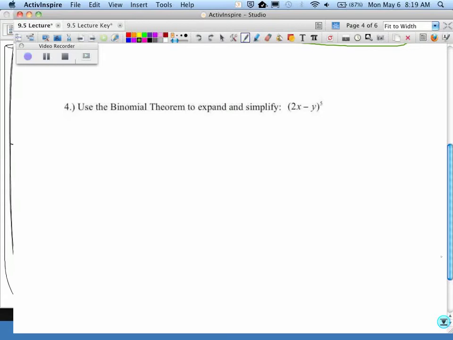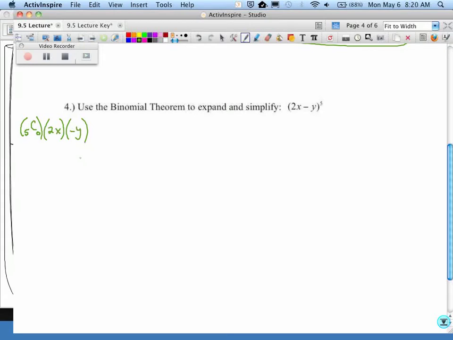So we're going to start out with a 5C0. Then you go 2x and negative y. So here with this negative sign, we want to be a little more careful. What powers are you going to put in on top of the 2x and the negative y? 5 and 0.